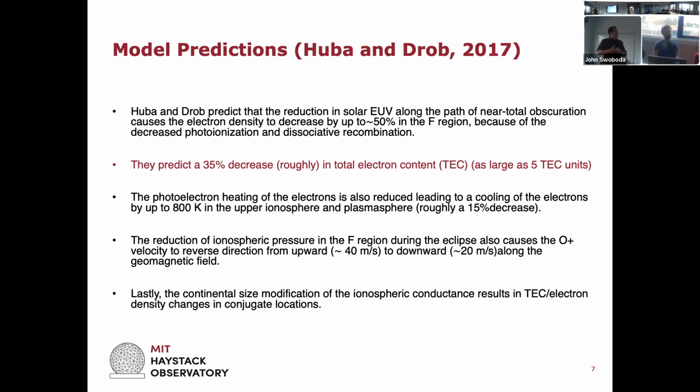But you had about 800 K of cooling in the upper ionosphere. We have a reduction in ionospheric pressure, and then we should see continental-size modification of the ionospheric conductance. It's a little harder to measure conductance, but you can back some of it out from the TEC. Generally, when we're doing conductance, you need an incoherent scatter radar over a certain area, because you want altitude resolution, and you have assumptions of how your beams are located.